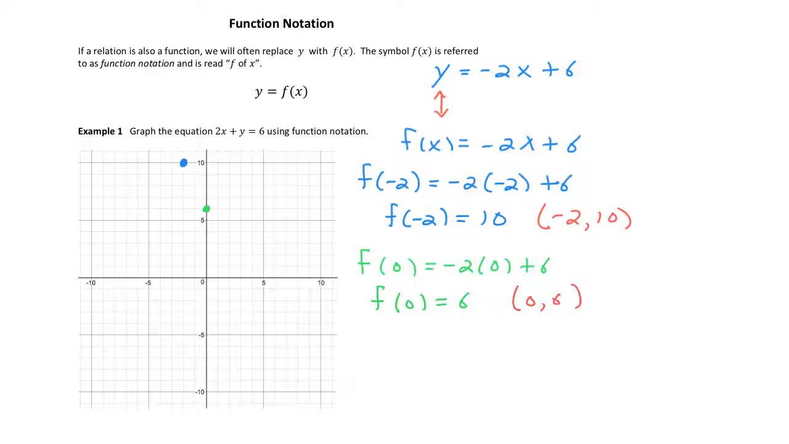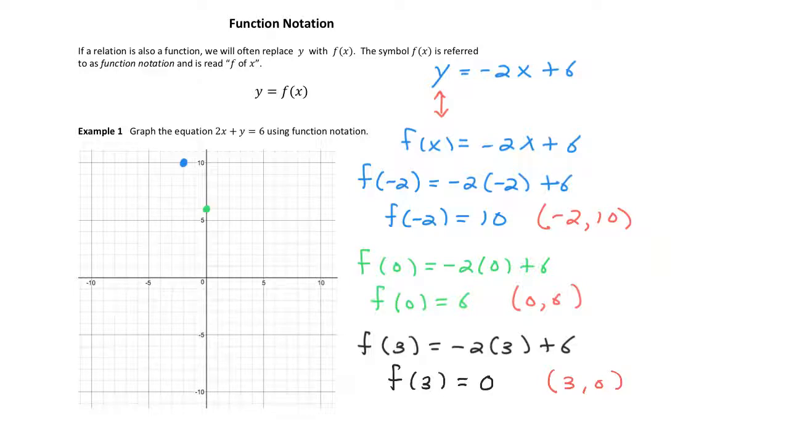Let's get one last point. How about, what's the value at 3? For that, you take 3, you put it into the function, meaning you're just putting it in place of all the x's. And when I simplify this, I get negative 6 plus 6, that's just 0. So I get f of 3 is equal to 0. That's the same thing as the point 3, comma 0. If I plot that, that's located right here.